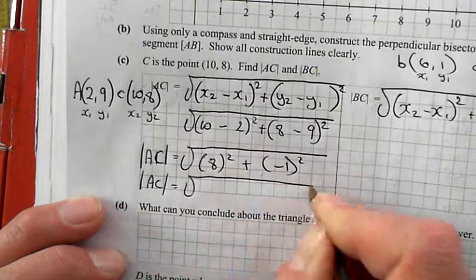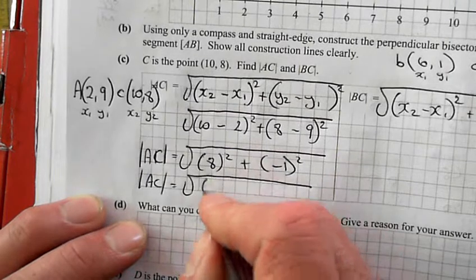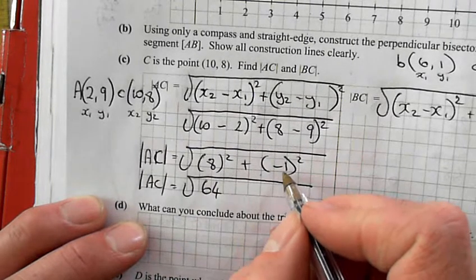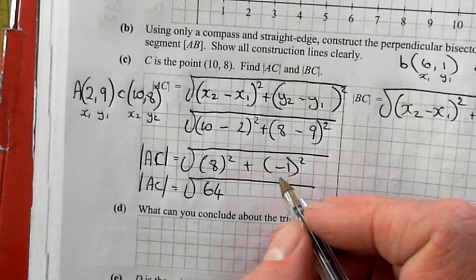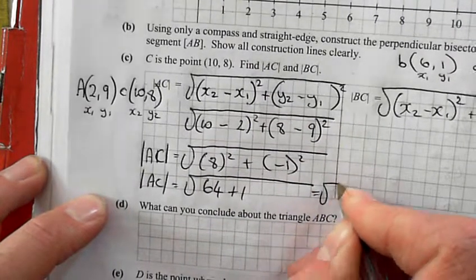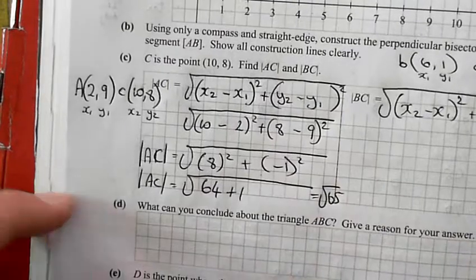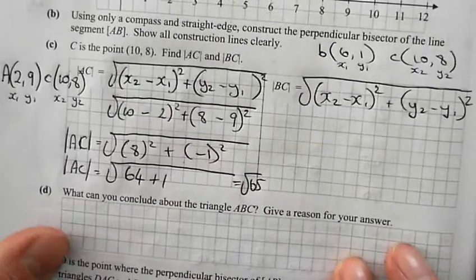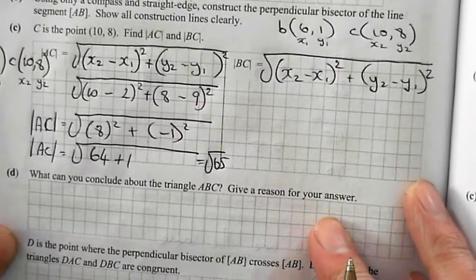Right, the square root of, so 8 squared is 64. Minus 1 times minus 1, that's what that means, is plus 1, equals square root of 65 is the answer, if you add 64 and 1. So that's the left hand side, and now we do the right hand side, BC.